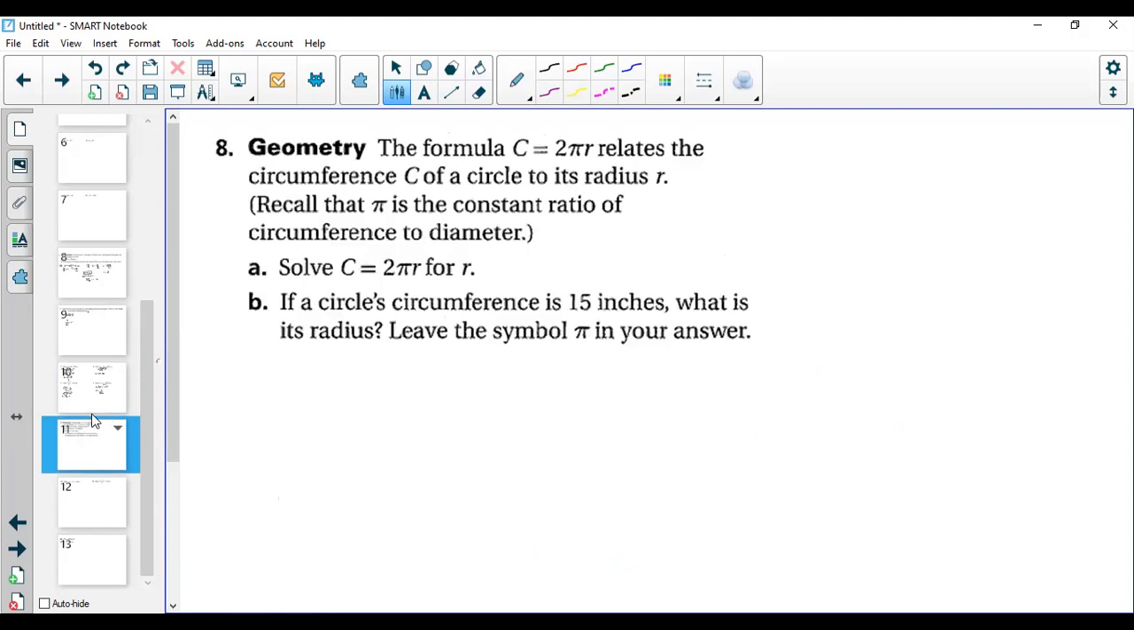Okay, let's move on to question number 8. Next question. Now this is a geometry question. So you can see the formula for the circumference of a circle. You'll be learning these later in detail, but for now just remember the formula for the circumference of a circle. The circumference is c, so the formula is 2 pi r.